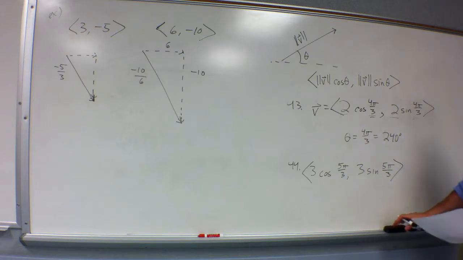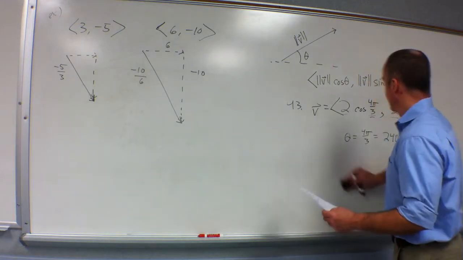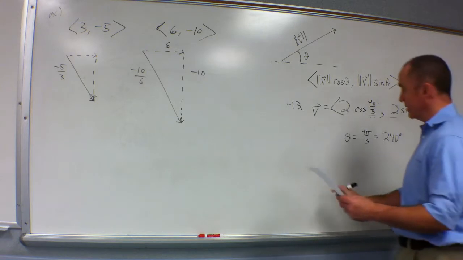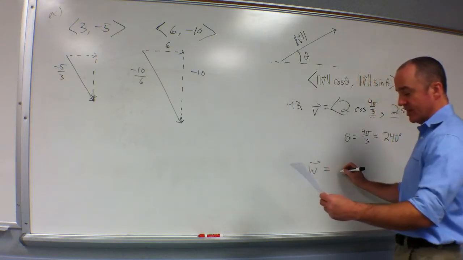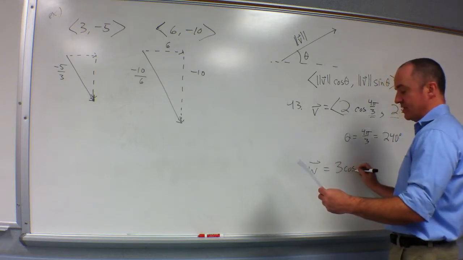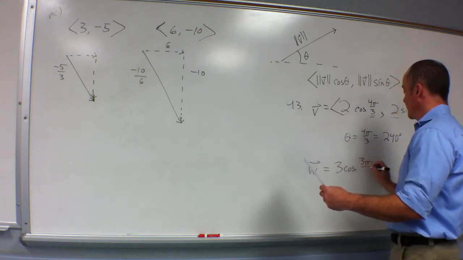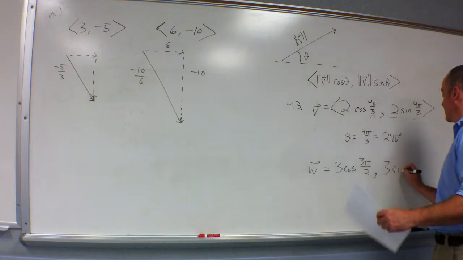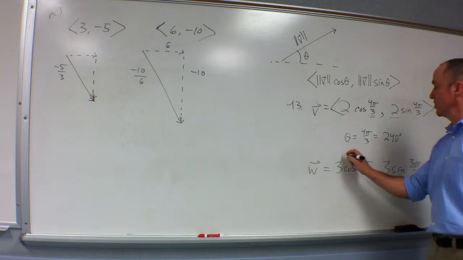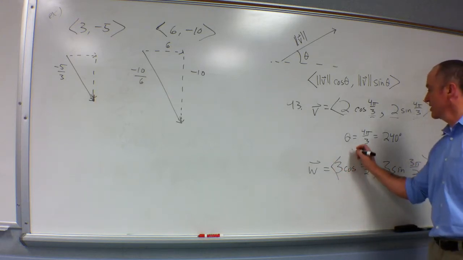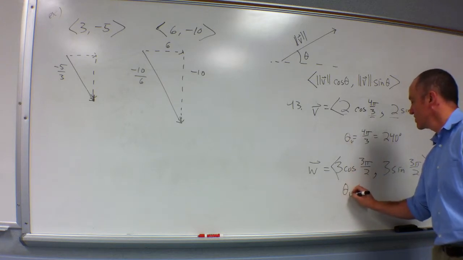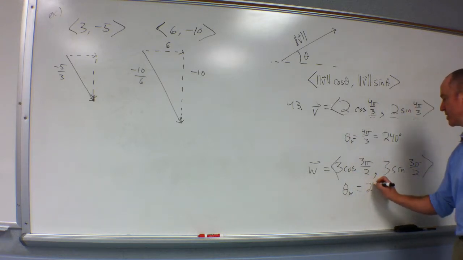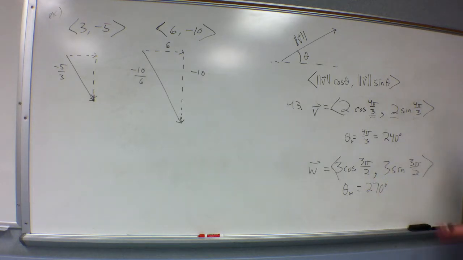So what's the angle between? You haven't done the whole problem though. You have to find it between V and W. You only found what the degrees were for W. Oh, you're right. I'm writing this down from the wrong problem. Thank you. So that's 240 degrees. And then for the next one they give for W, thank you, Trey, it says 3 cosine 3 pi over 2, comma, 3 sine 3 pi over 2. So what's theta? This is theta for V. What's theta for W? How many degrees is 3 pi over 2? So how many degrees are in between these two angles?